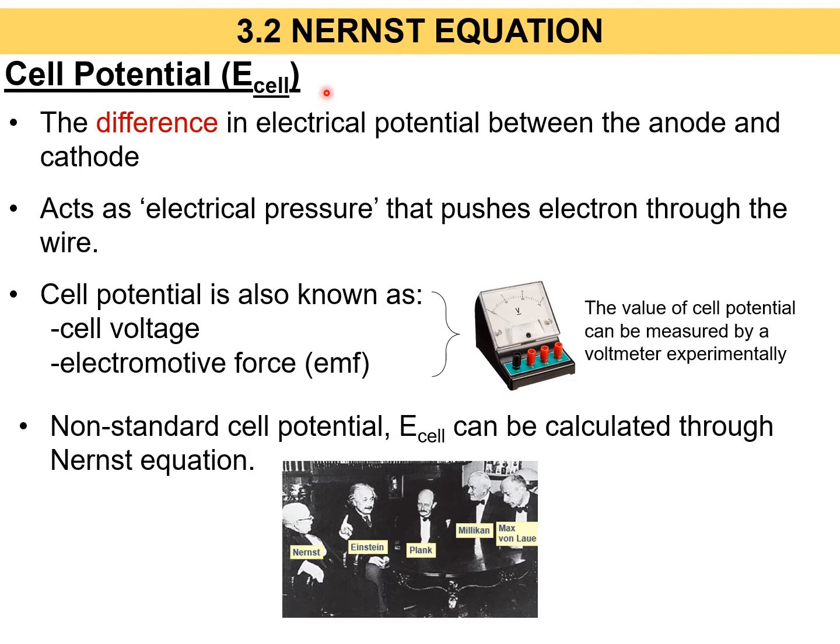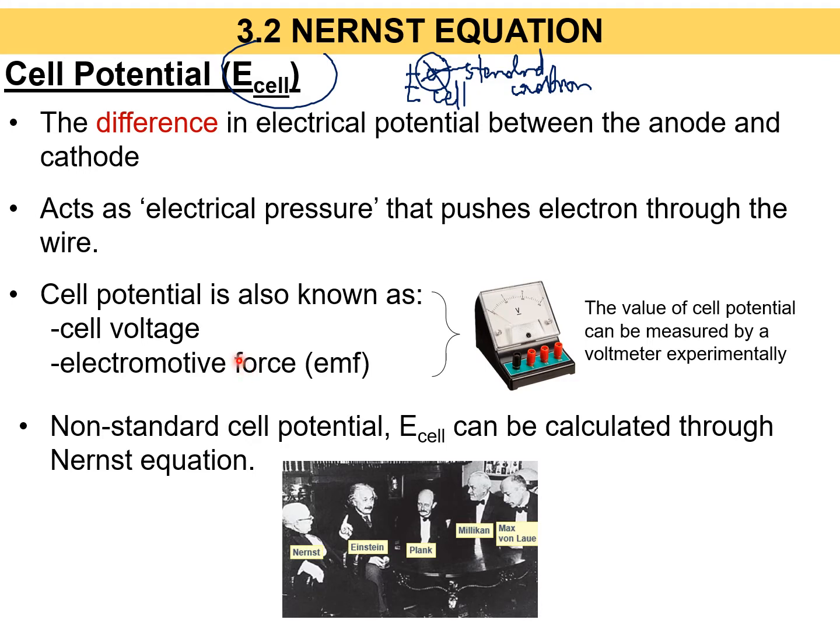So, apa beza standard dengan non-standard cell potential? Okay, previously dekat subtopic 3.1, you belajar standard cell potential ada bulat kan ke atas tu because it happens at a standard condition. But what happen kalau let's say dia berada bukan pada standard condition, dia tak ada bulat ke atas ni, dia jadi cell potential je. And also cell potential is also known as EMF, cell voltage.